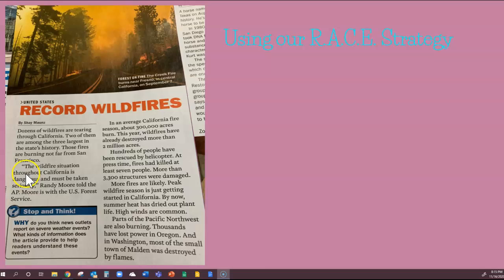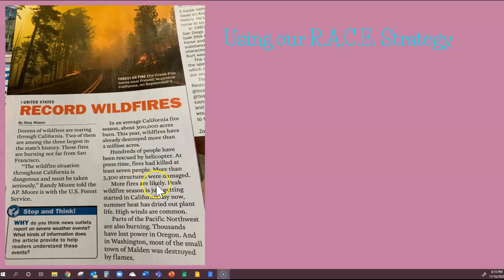The wildfire situation throughout California is dangerous and must be taken seriously, Randy Moore told the AP. Moore is with the U.S. Forest Service. In an average California fire season, about 300,000 acres burn. This year, wildfires have already destroyed more than 2 million acres. Hundreds of people have been rescued by helicopter. At press time, fires had killed at least 7 people. More than 3,300 structures were damaged.